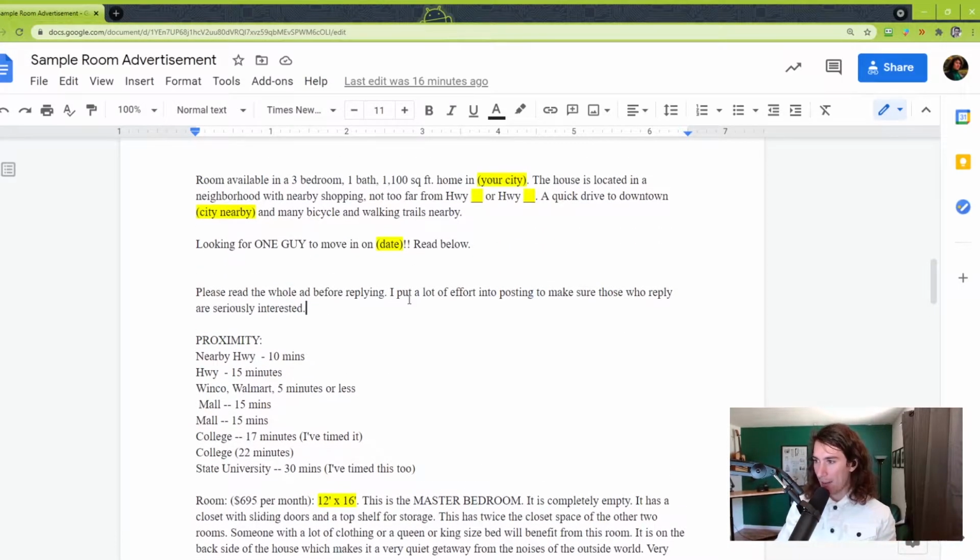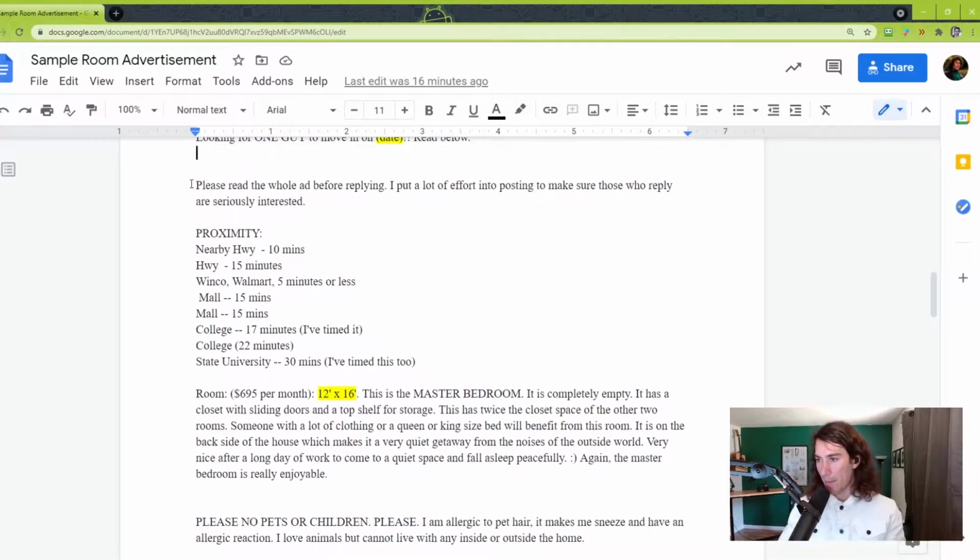A lot of this you can edit to your liking. Obviously, your house is going to be different than a 3-bed, 1-bath, and there might not be bicycle trails. But figure out specifically in your locale what you need to put. But keep this one. Please read the whole ad before replying. I put a lot of effort into posting this and make sure those who reply are seriously interested. It took me a long time to do this advertisement.